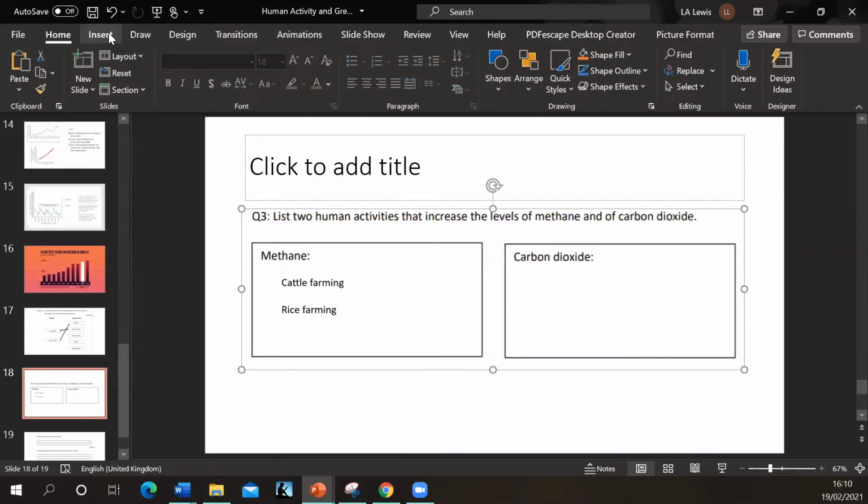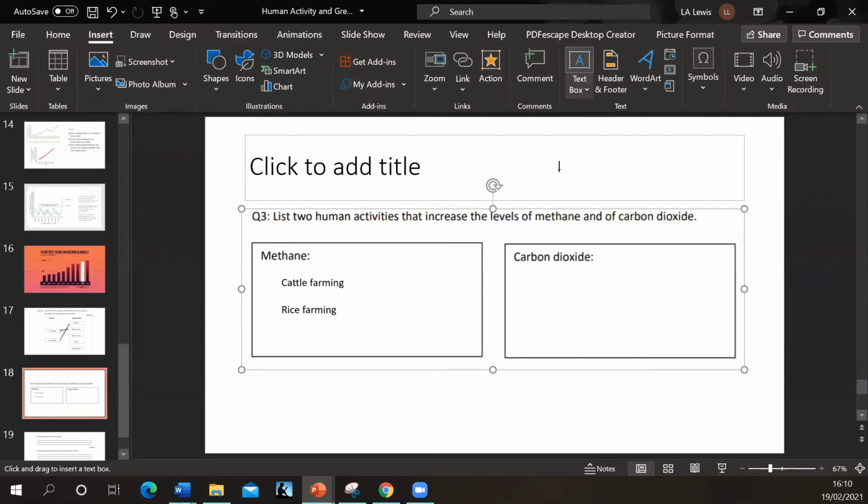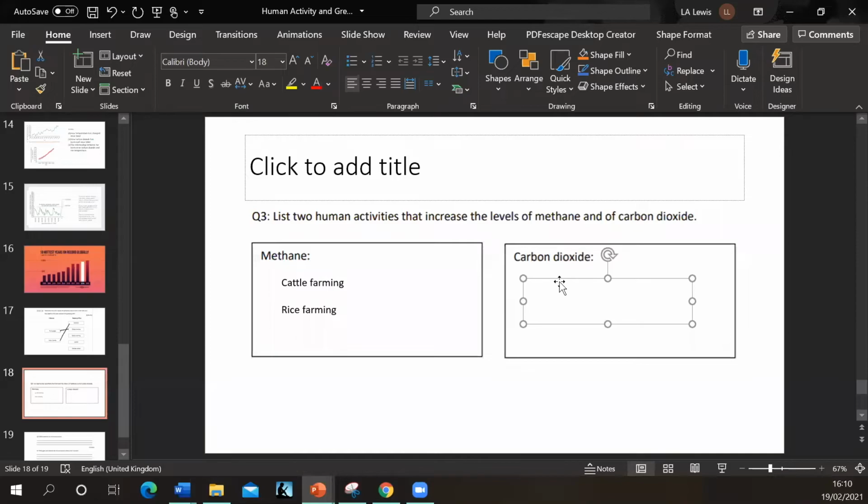So insert a text box again. Carbon dioxide. This one will be the obvious ones: burning fossil fuels. It does highly link to geography, doesn't it? If you take geography at the same time, it's very helpful for you. I did that in my other school, I took geography. It does really help. Right, burning fossil fuels and deforestation, which is what people forget, isn't it? So it's as easy as that.